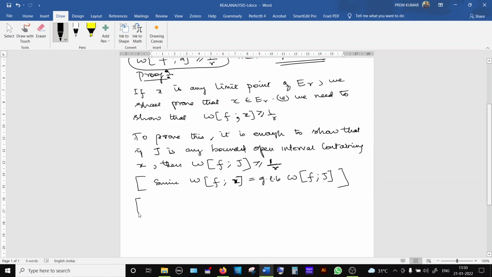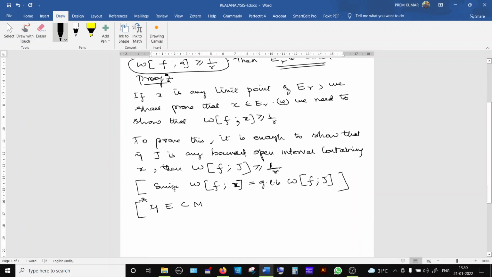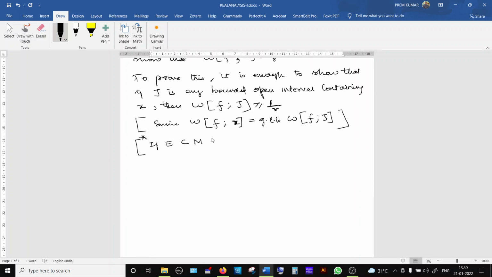Now we know a theorem. I put the symbol like this. If E is a subset of metric space M, I shall write this theorem itself. We are going to use it now. The star, I will put a symbol star.